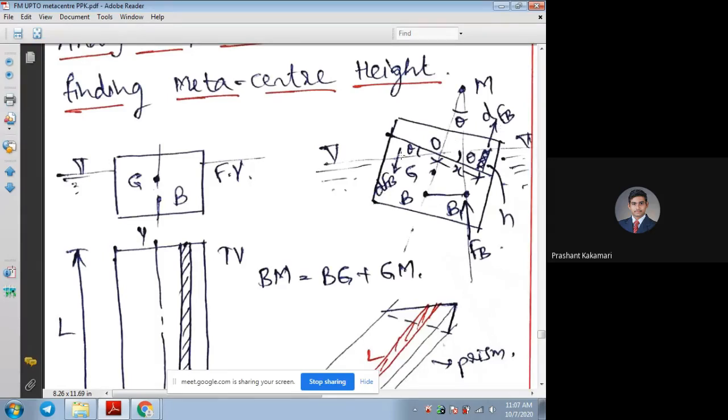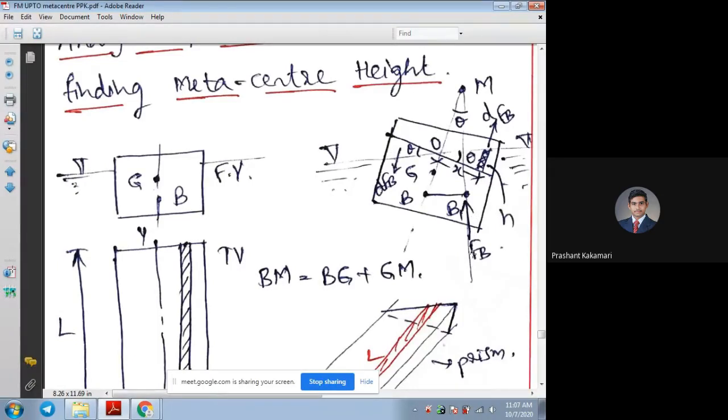And here what is happening? This triangular wedge shape or the prism shape of the volume is lifted up. So that much buoyancy force is reduced. So these two small buoyancy forces are creating a couple about point O at a distance of x. And later we are going to equate these two couples.